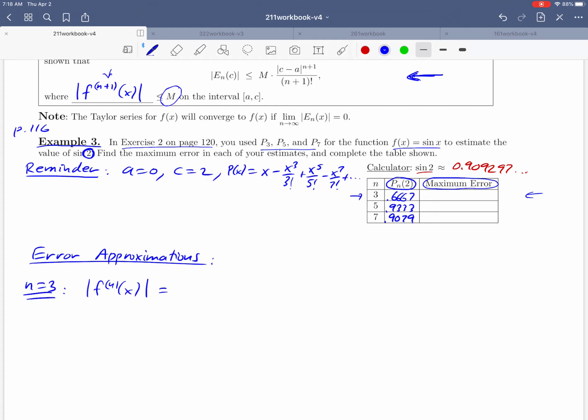Well, we have to calculate the fourth derivative. So our function was f of x equals sine of x. We need to take 4 derivatives of that, and we can either do this together by hand, or you can look back at exercise 2 on page 120 and see what you got for the fourth derivative. This isn't too difficult, so I think we can just sneak this in here.